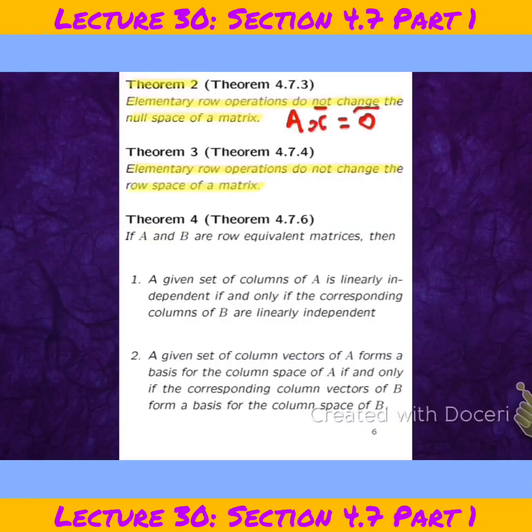All right, so that brings us to theorem 4, which says that if A and B are row equivalent matrices, then number 1, a given set of columns of A is linearly independent if and only if the corresponding columns of the matrix B are linearly independent. And given a set of column vectors of A, if the given column vectors of A form a basis of the column space of A, that happens if and only if the corresponding column vectors of B form a basis for the column space of B.